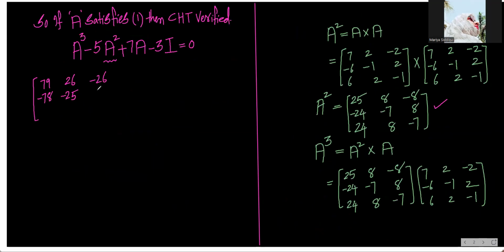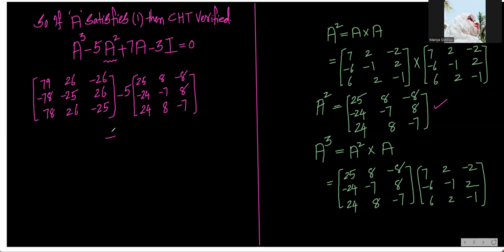It is a verification that you have done correctly. This is 78, but better to use a calculator. Minus 25. This is from minus 5 into, we have to subtract A square. A square is this one. 25, 8, minus 8, minus 24, minus 7, plus 8. This is 24. This is 8. This is minus 7.